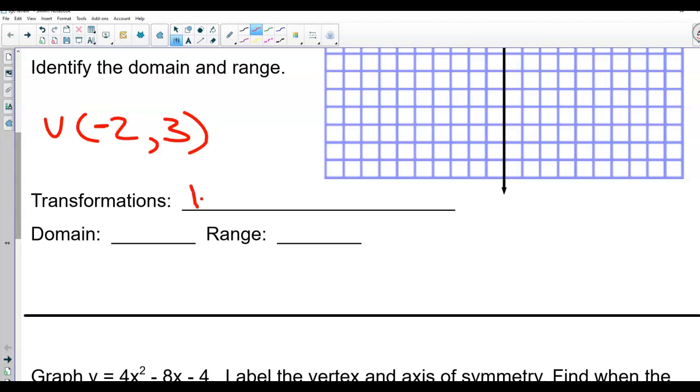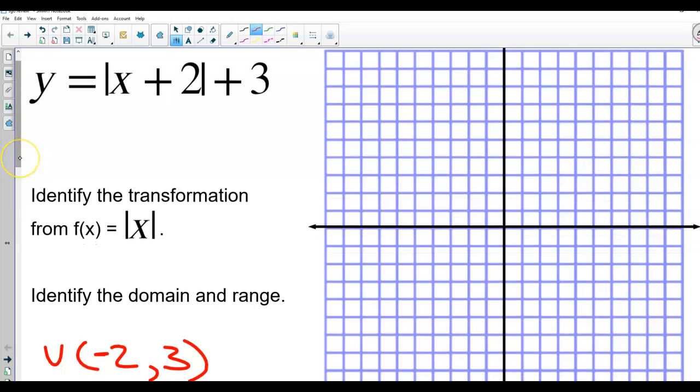We would argue that we're going left 2, and up 3. My domain, I can put any number in for x. And to graph, I'm going to start by putting in the vertex, -2, 3.